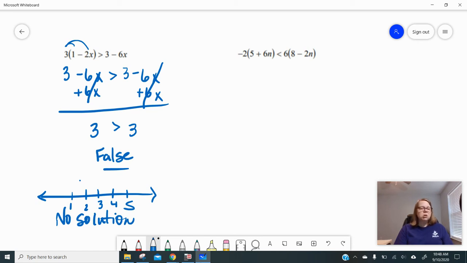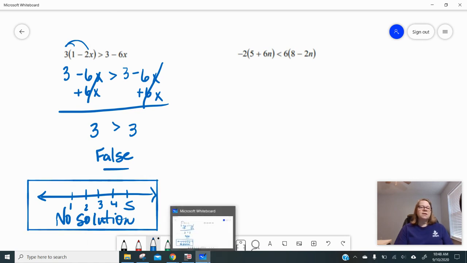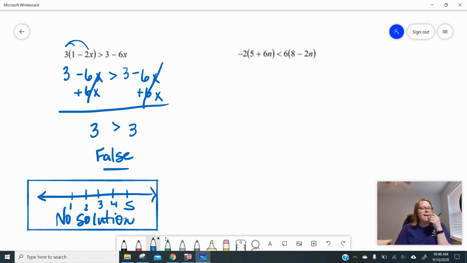You're not going to put a circle on the 3. You're not going to do anything. You are finished. That is your answer. And it'd be great if I could draw a nice rectangle, but there we go. Oh, look. And then it fixed it and made it pretty. Okay. So that is no solution because it's just not true.